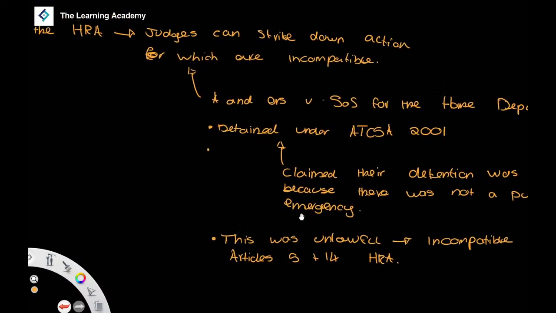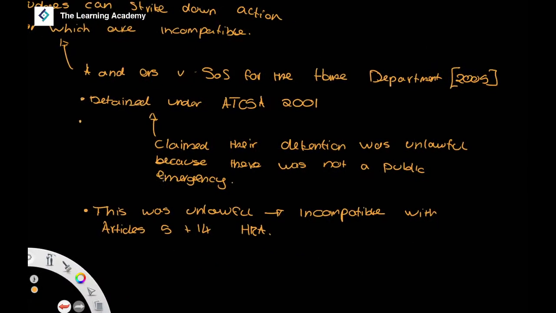If you wanted to write this as evidence in an exam question, you'd get a lot of credit for this because you are citing a specific case, where the Human Rights Act was deemed to be incompatible with the order to detain these two claimants. And so therefore the judiciary was able to check the executive and the legislative branches.